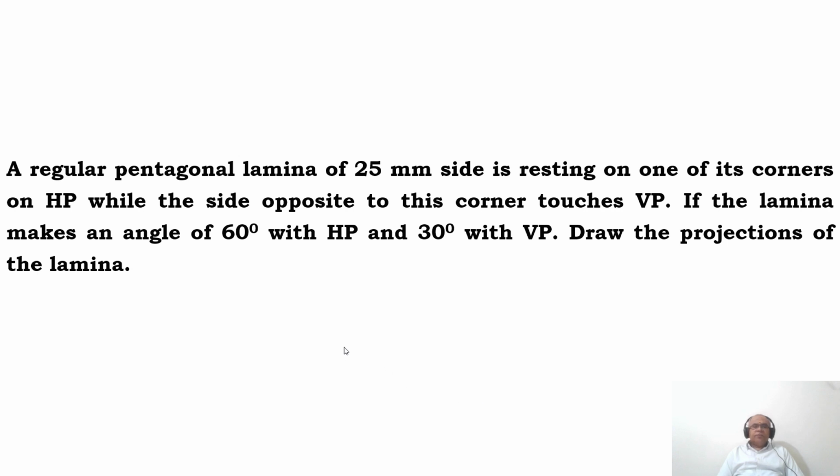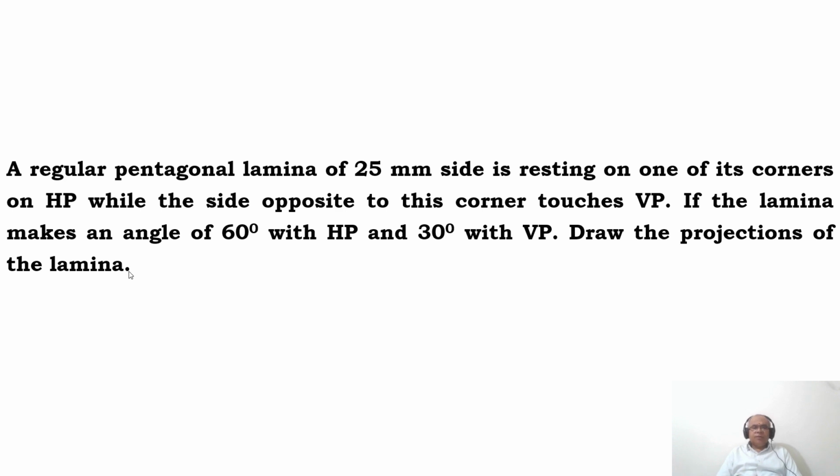Now in this video we are going to take up one more problem on the projections of laminas. The problem reads as: a regular pentagonal lamina of 25 mm side is resting on one of its corners on HP, while the side opposite to this corner touches VP. If the lamina makes an angle of 60 degree with HP and 30 degree with VP, draw the projections of the lamina.